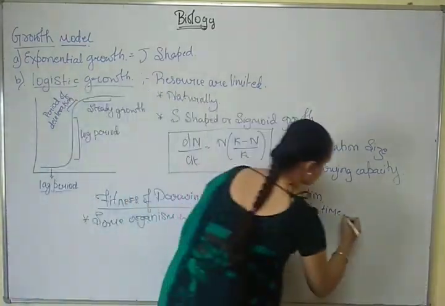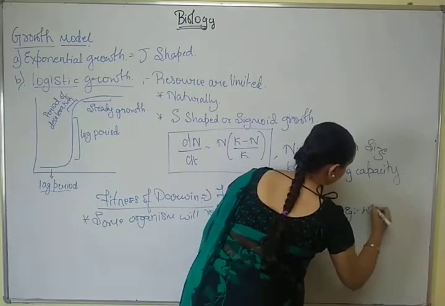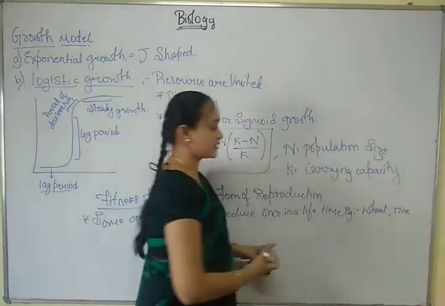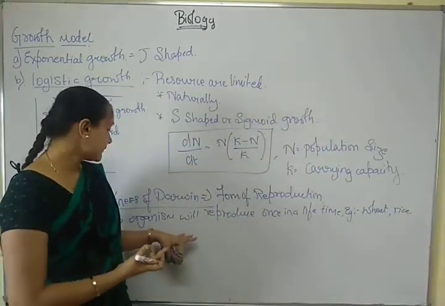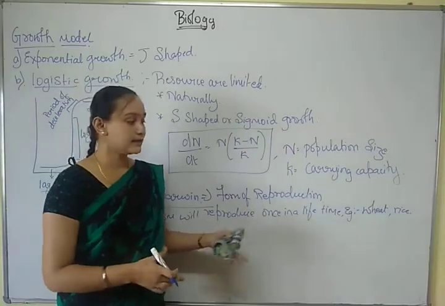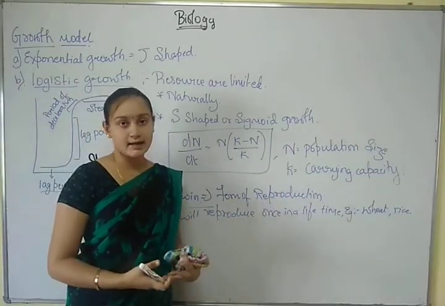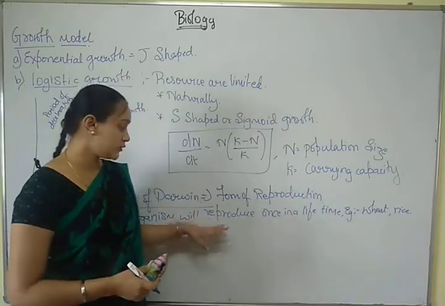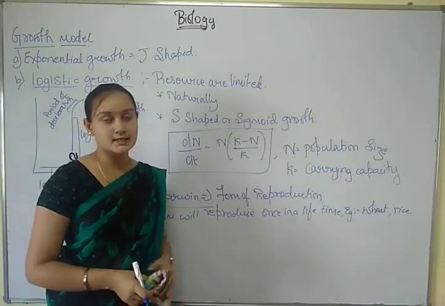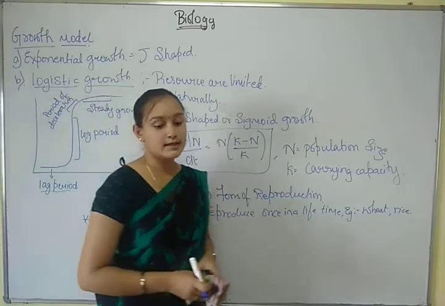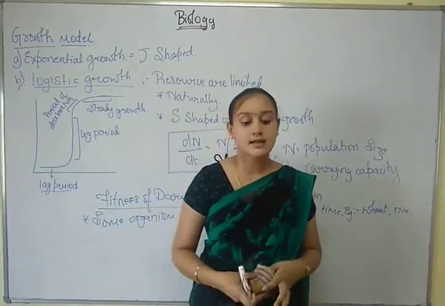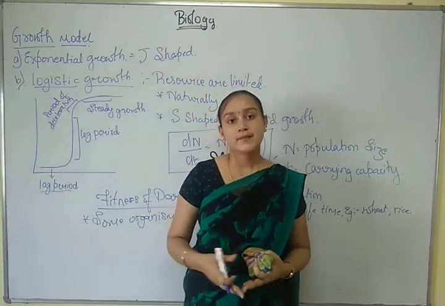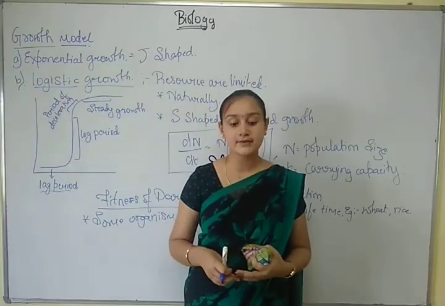For this, the examples are wheat and rice. Once the plant gives its product, it does not give rice again. So in rice and wheat, these plants reproduce just once in a lifetime. The next point is that some organisms reproduce many times in their lifespan.